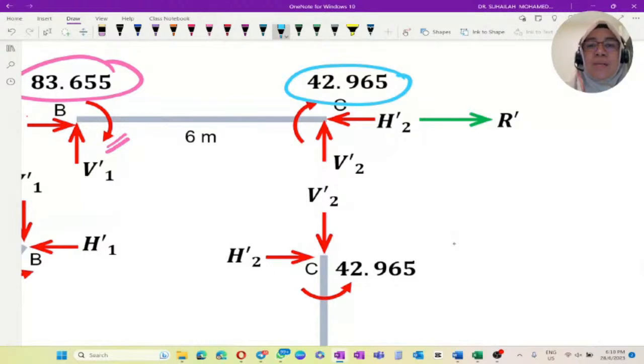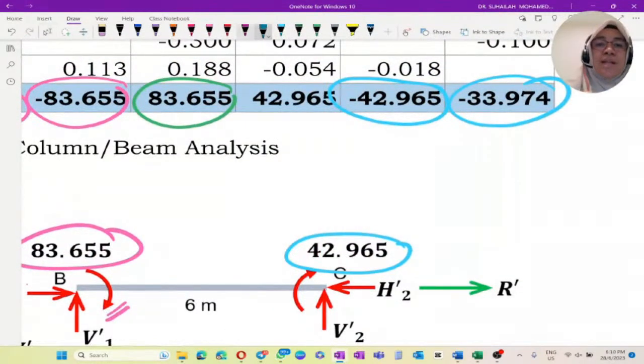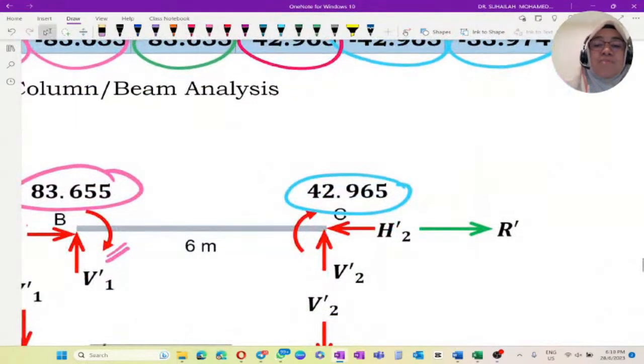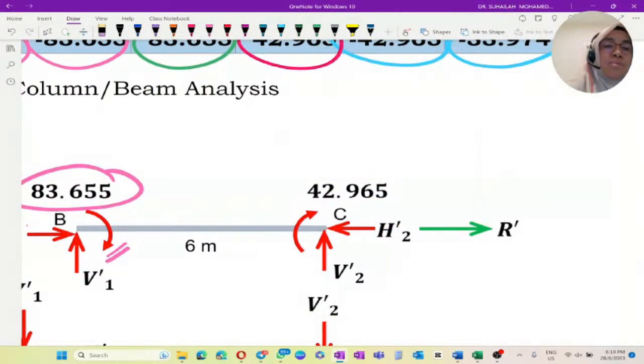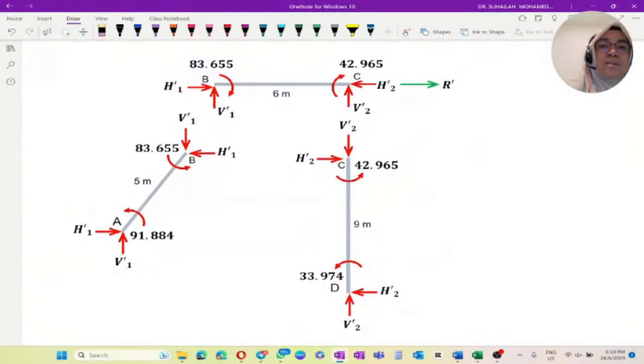42.965. The direction is clockwise, because from the table the value is positive. Positive means clockwise. So this is actually the free body diagram for each element. We have put in all the internal forces, and from this we will calculate.